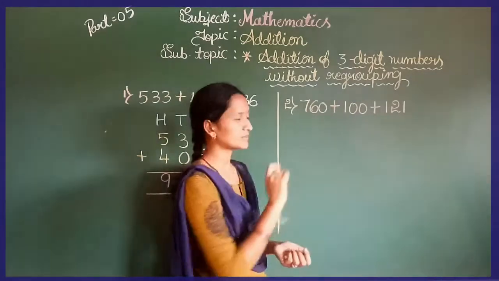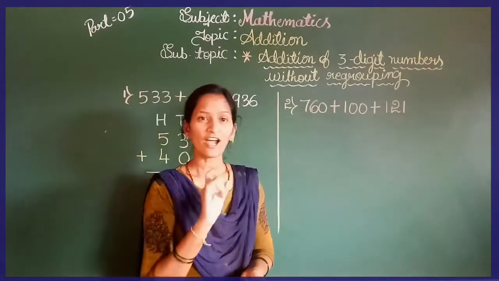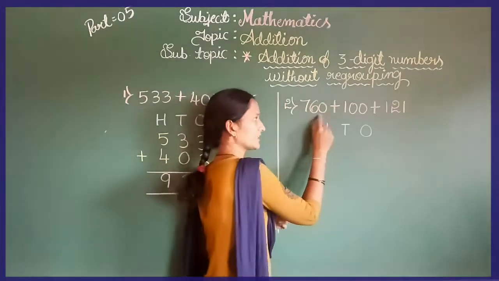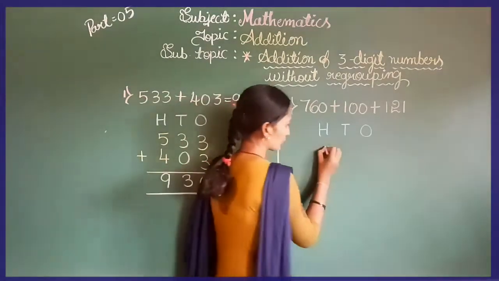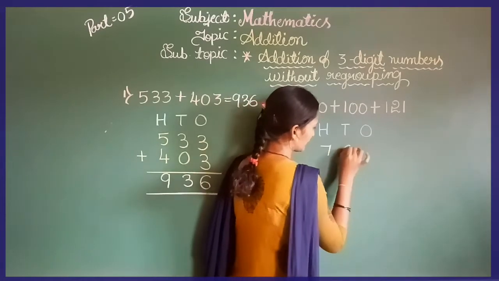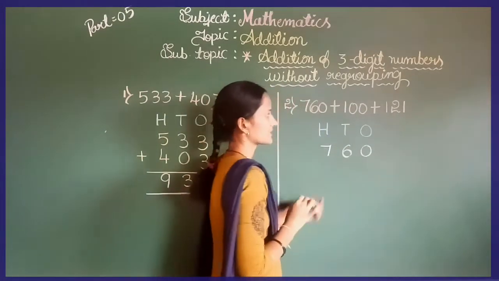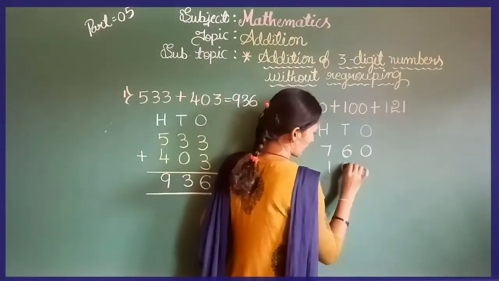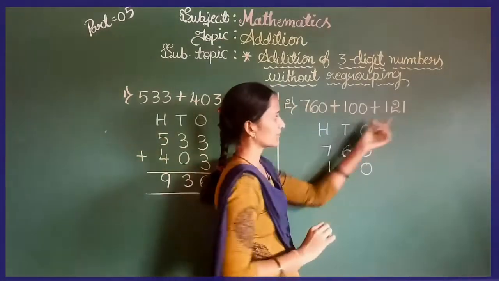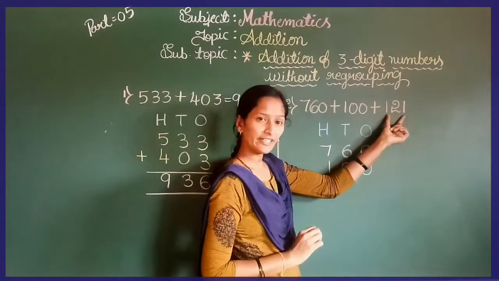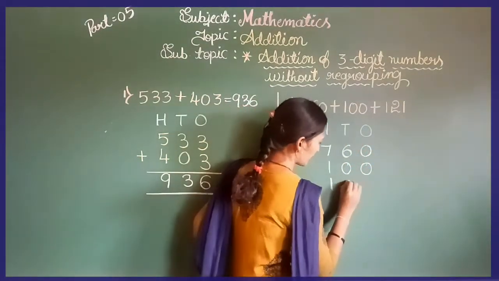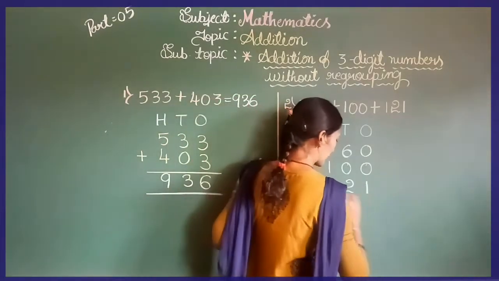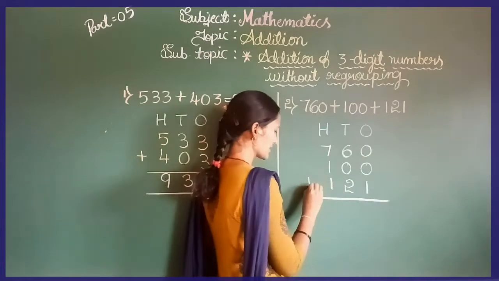Okay, come to the second one, which is our first step. Write these three numbers under the columns of 100s, 10s and 1s. The first number is 760, right? So look here, I am writing 760. The second one is 100. Third one is 121. So now you have to add these three numbers.